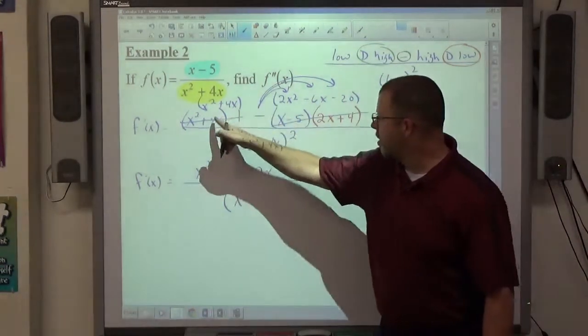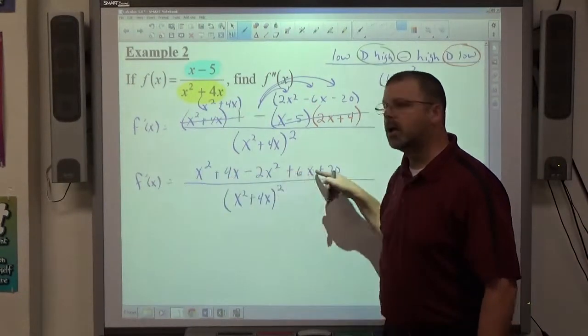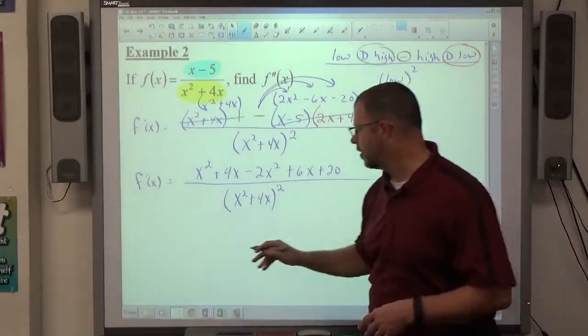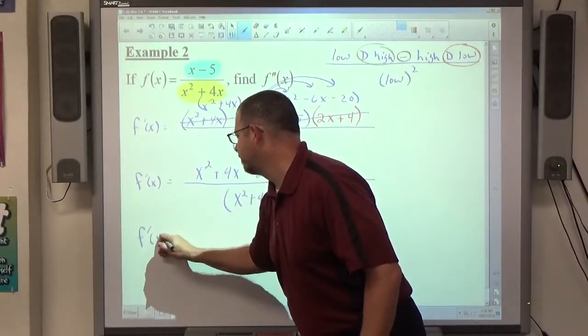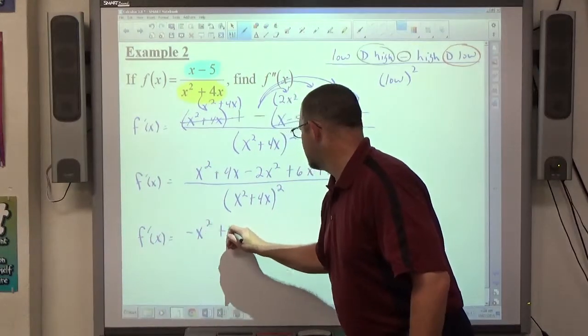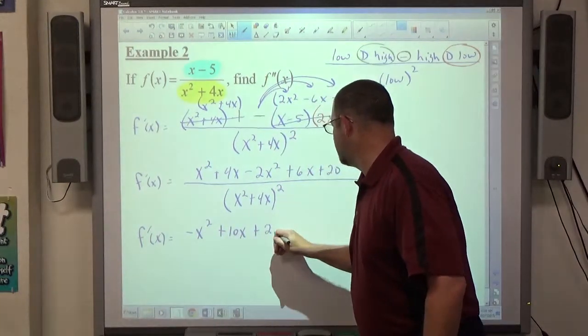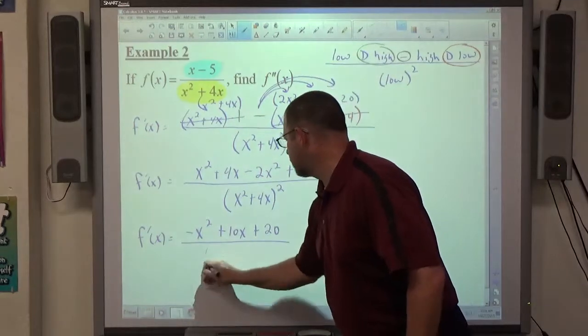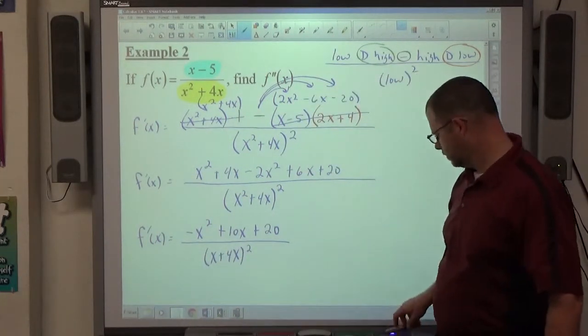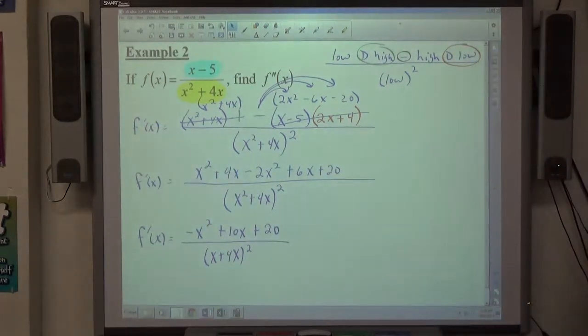Again, distributive property, FOIL. Here I'm going to combine like terms. Those things are all algebra techniques, so I'm doing algebra. I'm continuing to do algebra here with like terms. So it gets me negative x squared plus 10x plus 20 all over x squared plus 4x, the quantity squared. And that is my first derivative of this function, this polynomial function. Or I should say this rational function.